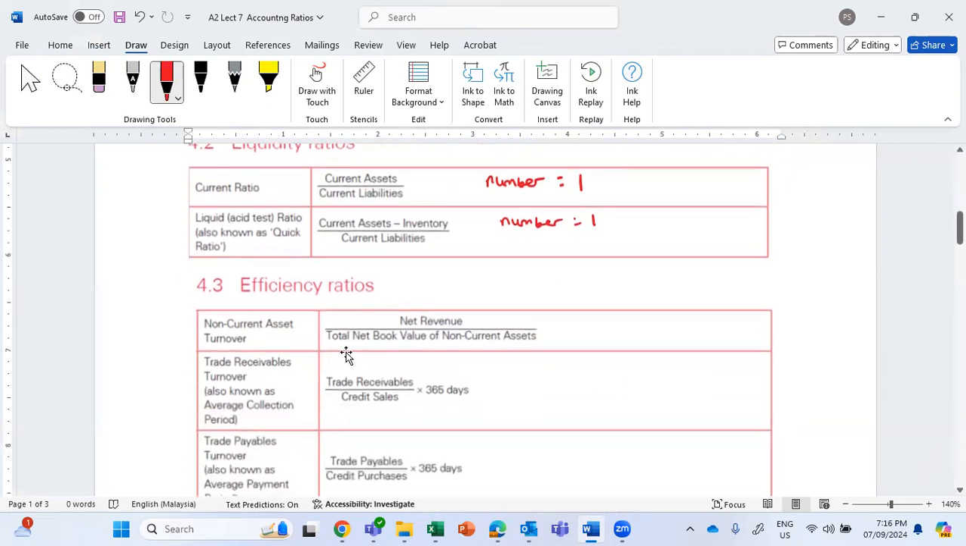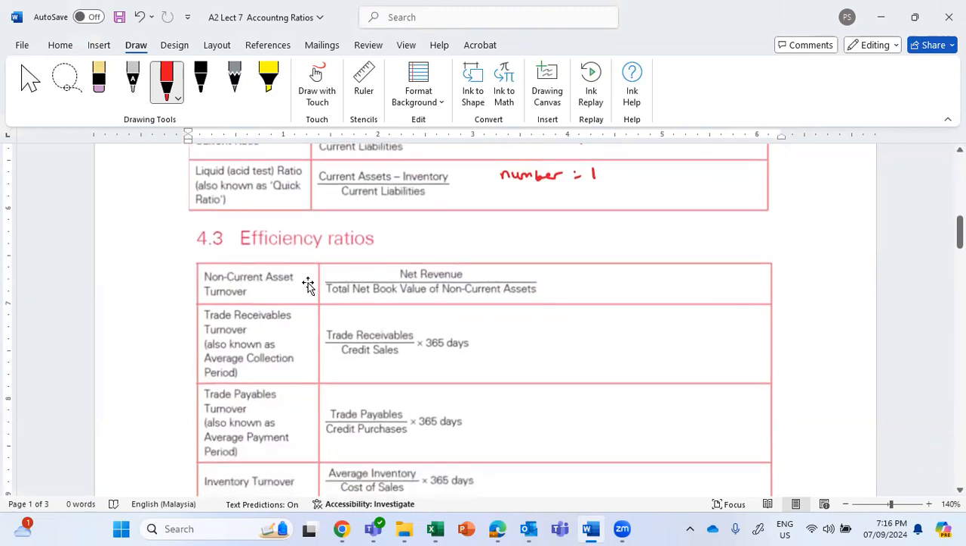Okay, then we learned efficiency ratios. Okay, so this consists of non-current assets turnover. So the formula is net revenue divided by net book value, which is now known as carrying value, of non-current assets. Okay, so then we learned trade receivable turnover in number of days. So trade receivable divide credit sales times 365.